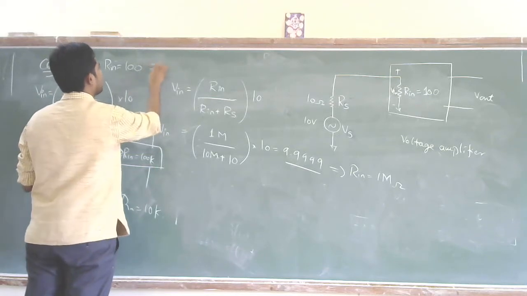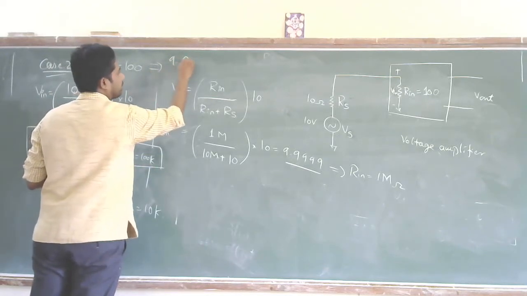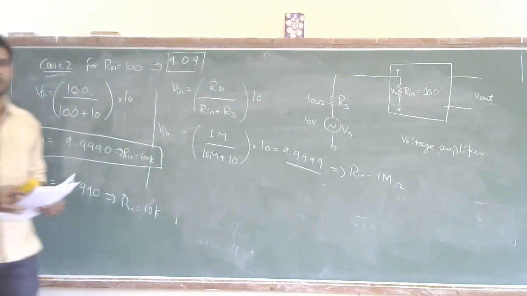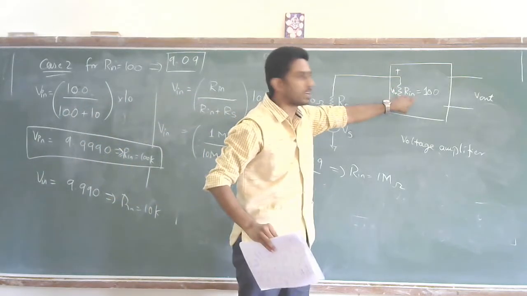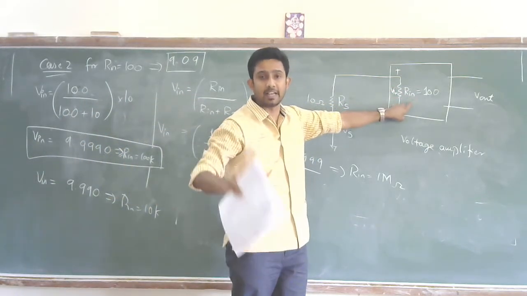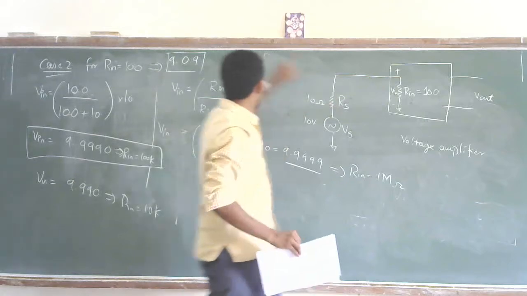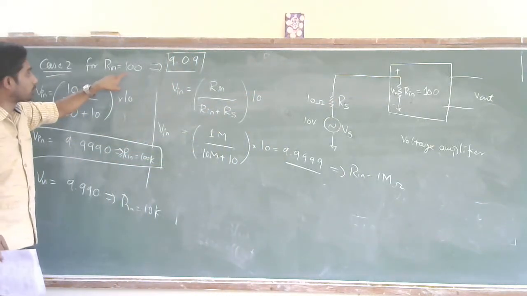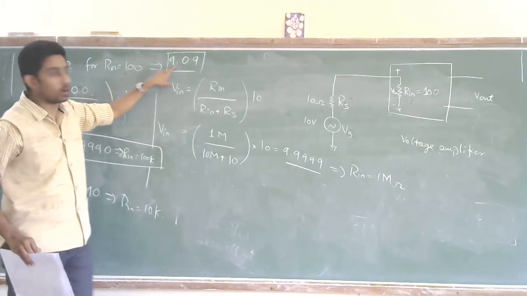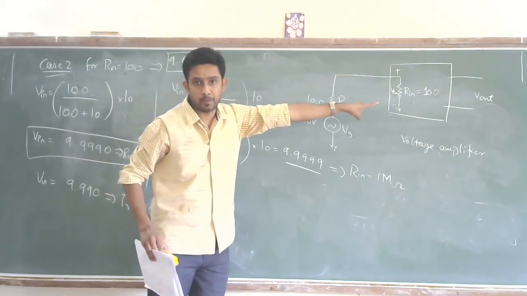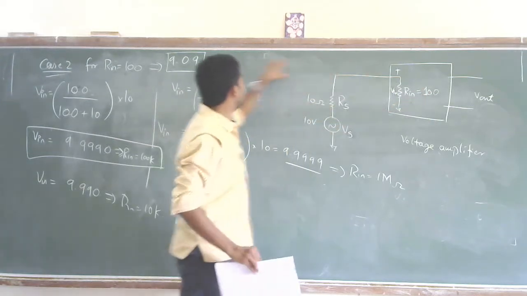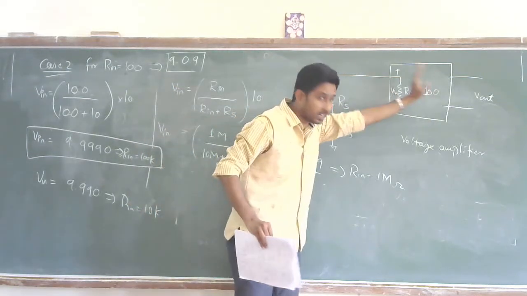So what will be the result? It is 9.09. Can you see the difference now? The moment I decrease the input resistance from 10 mega ohm till 100 ohms, at 100 ohms only 9 volts is entering the op amp. If I still decrease from 100 ohm to 50 ohm, 10 ohm, this input voltage which is entering the amplifier keeps dropping.